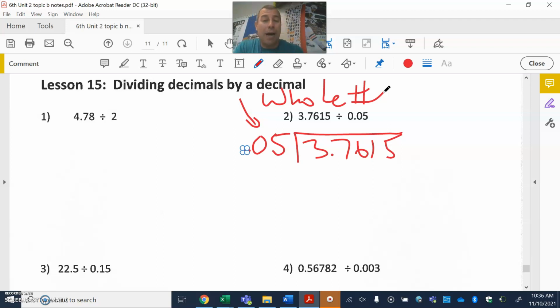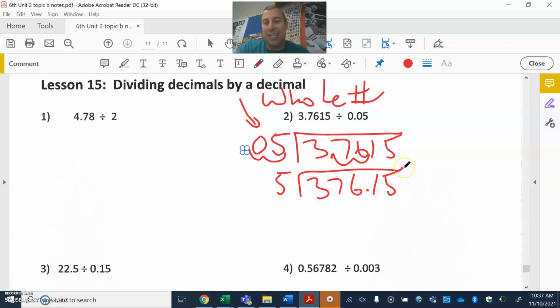The other way of thinking about it is, it needs to be a whole number, so move that decimal all the way to the right to make it a whole number. So it's a 5. The thing, though, is you've got to do the same thing to the other number. If you moved it 2 spots over, you also need to go 2 spots over, which now looks just like yesterday, where we push our decimal up and we start dividing.